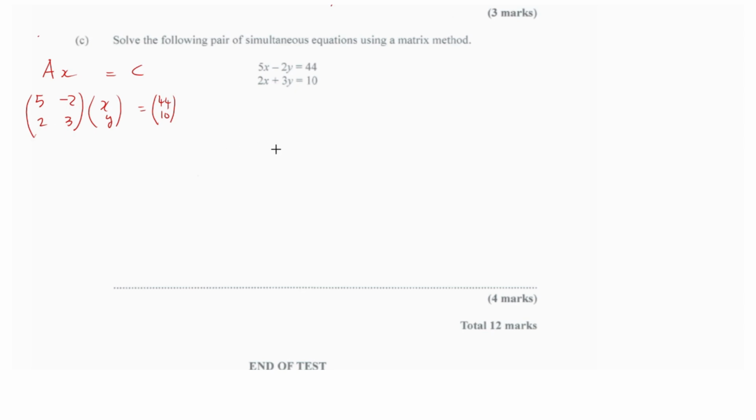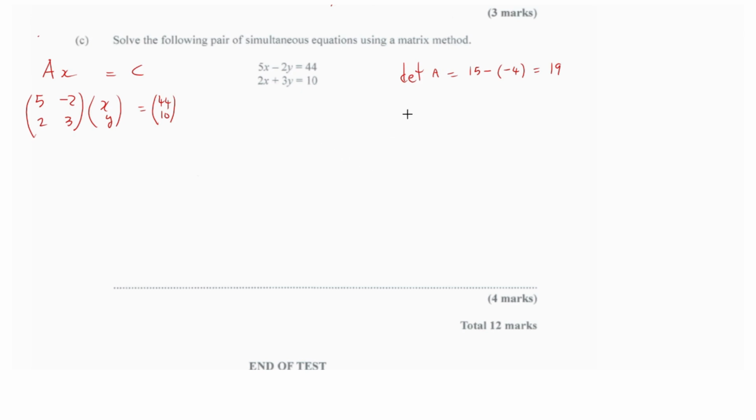The next step is to find the determinant of the matrix A, the 2 by 2 matrix A. So let's do the determinant. We multiply the leading diagonal, so we find the product there. So 3 times 5, that's 15, minus the product of the elements in the non-leading diagonal. So 2 times minus 2, that's minus 4. So the determinant there is 19.